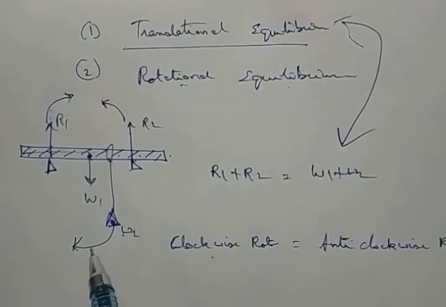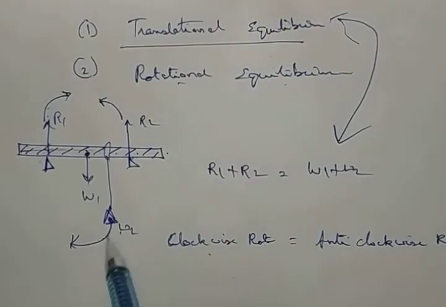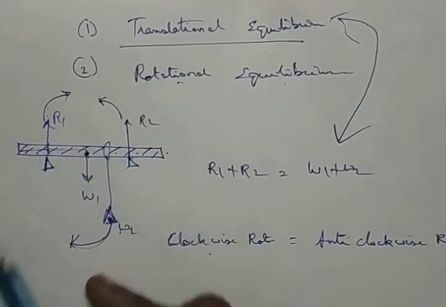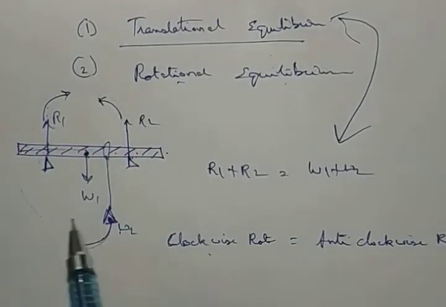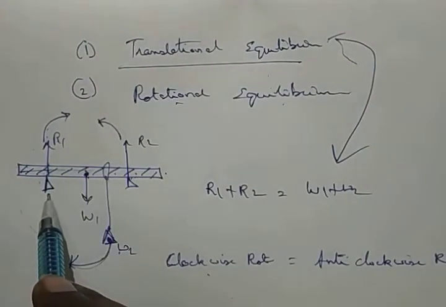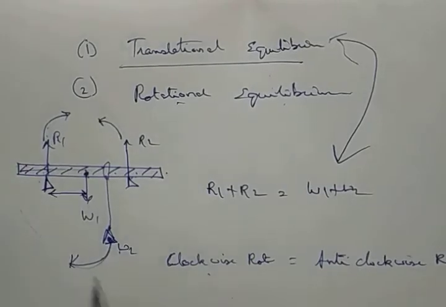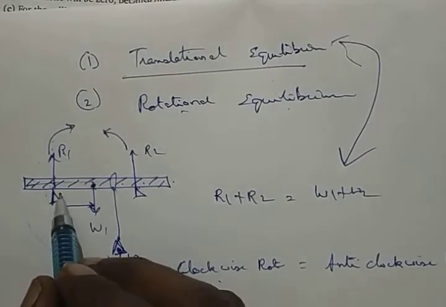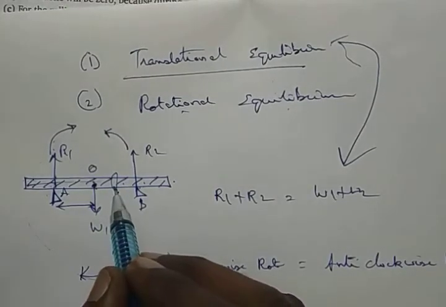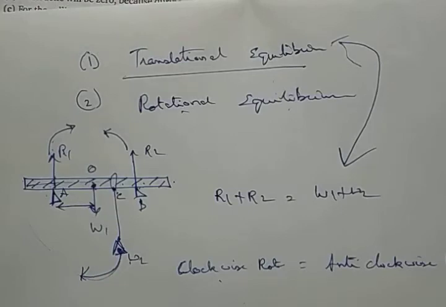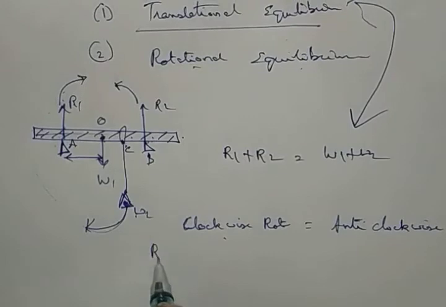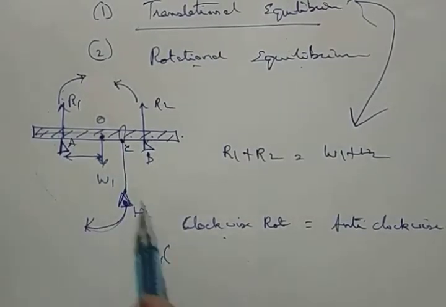Look at this one. Which is a clockwise rotation? W2 is clockwise rotation. R1 is clockwise rotation. Which is anti-clockwise rotation? R2 is anti-clockwise rotation. Okay. So, how will you do it? For the clockwise rotation, R1 into the distance from the axis of rotation. For example, if this is A, and this is B, and this is O, and this point is C.